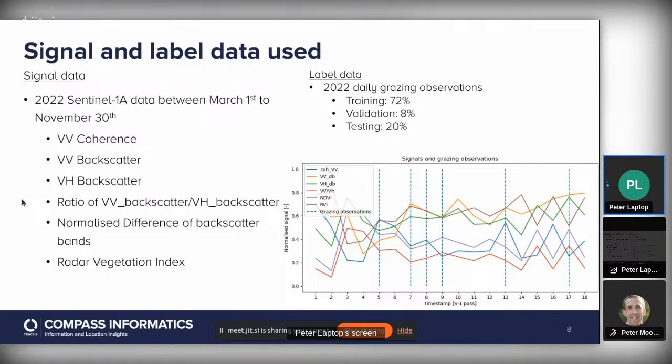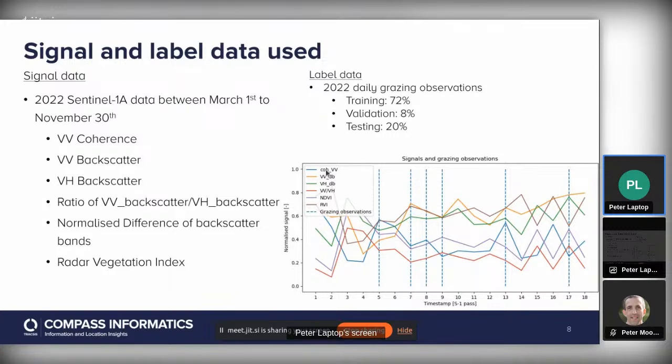The label data used are daily grazing observations from 2022 of very well maintained grassland parcels. So they can be seen sort of as the ideal training set because the observations are daily, they're very consistent, and it's on perfect grasslands really.